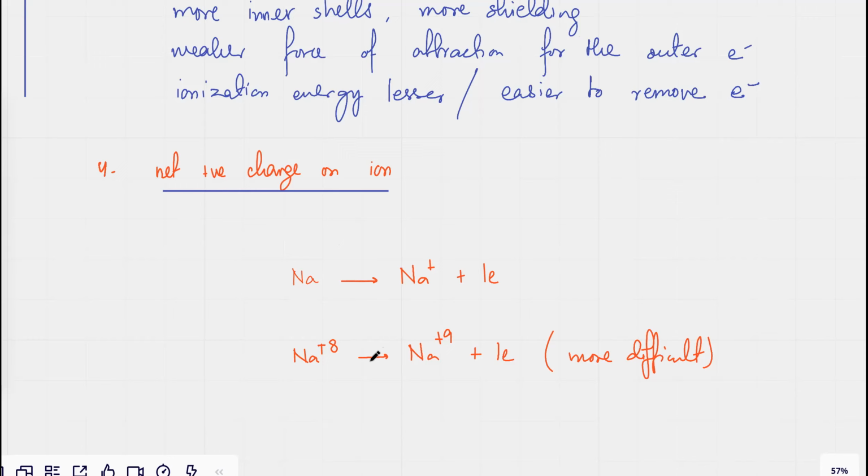So the more the positive charge on the ion, the more difficult it's going to be for you to remove electrons. For example, if you have iron, Fe2 plus and Fe3 plus, then in Fe3 plus it would be a lot harder to remove electrons, because it would be attracting electrons very strongly. Is this clear? Yes. Okay, that's our fourth point. The more the positive charge on the thing, the more difficult it is going to be to remove electrons.